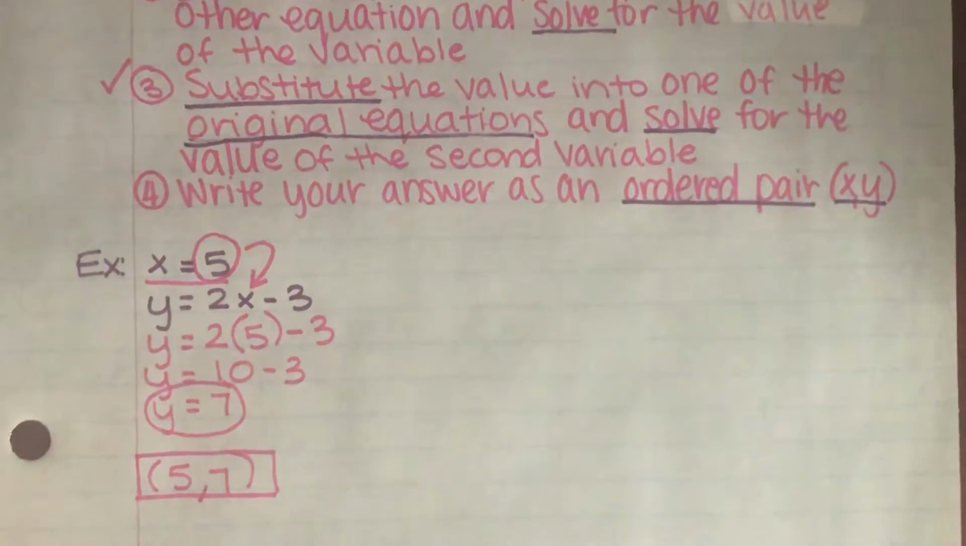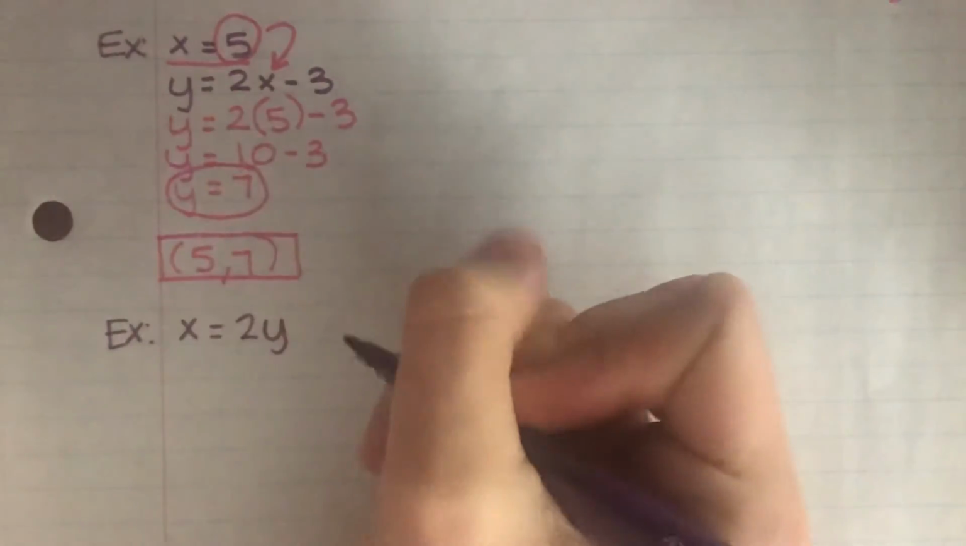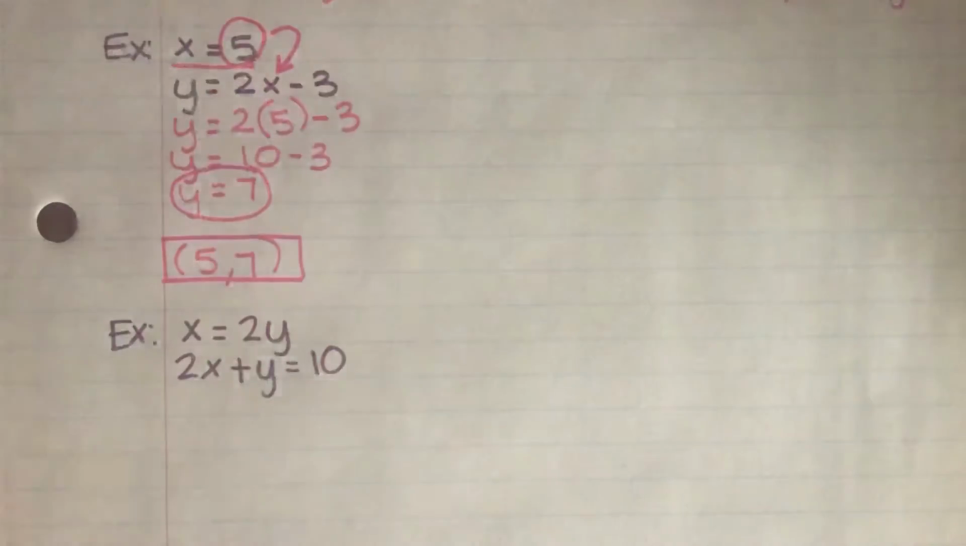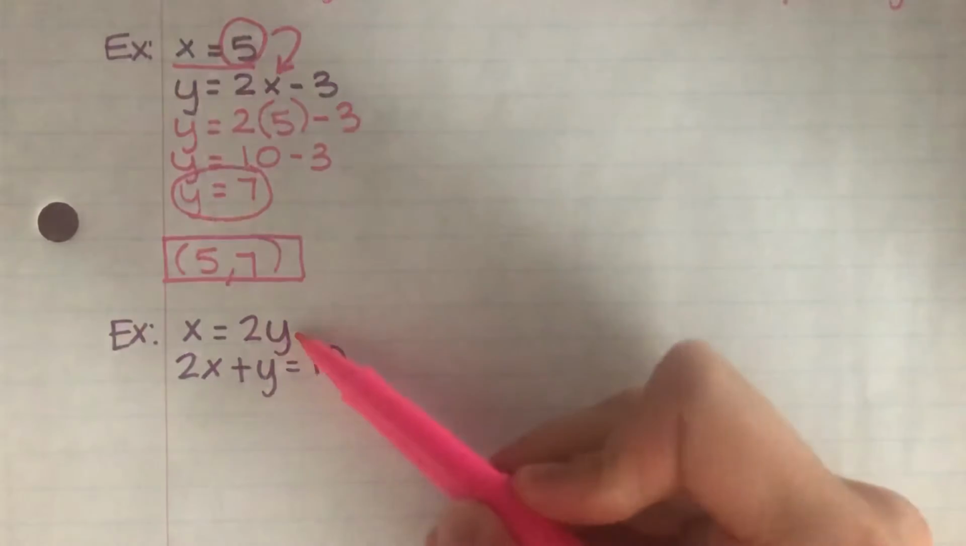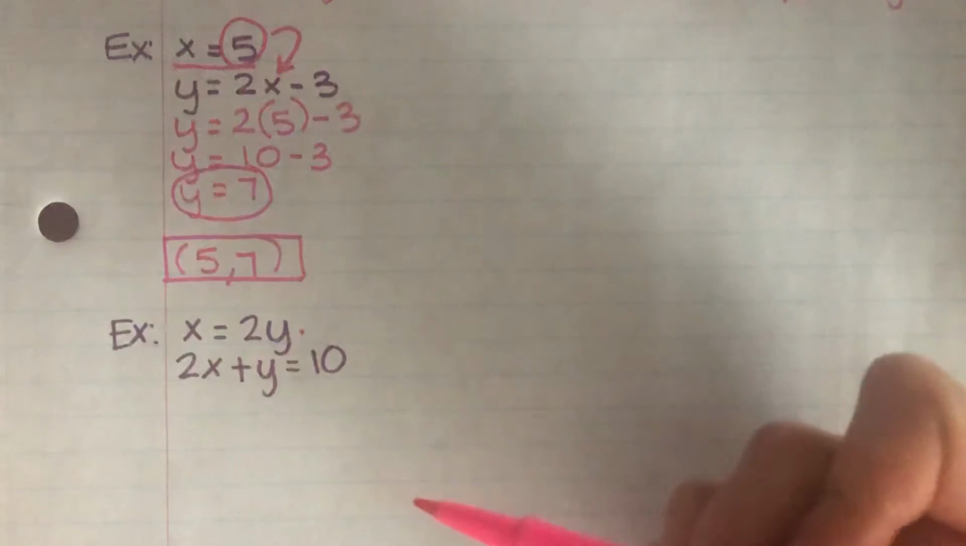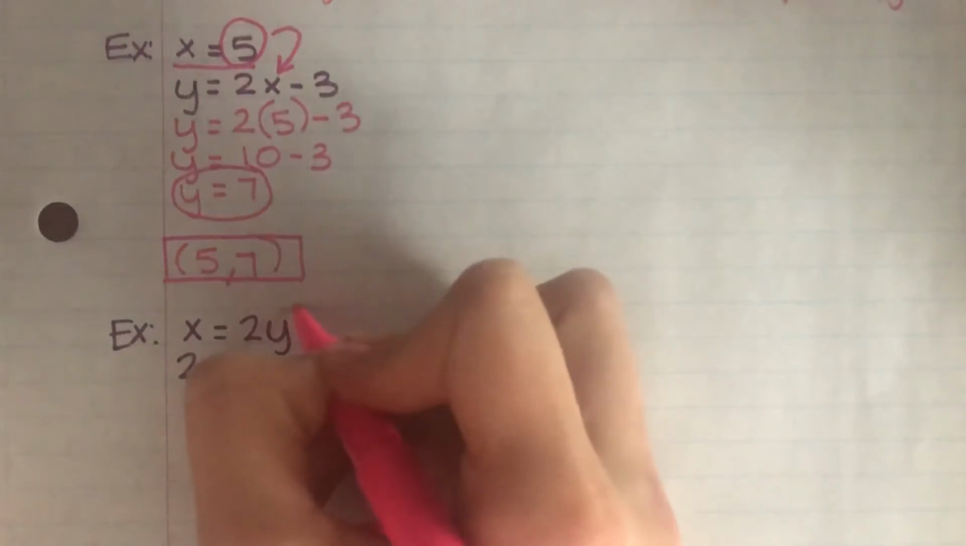All right, let's do another example. So let's try x equals 2y and 2x plus y equals 10. So our first step is to solve for one variable. Again, that's already been done for us. Okay, we already have x isolated here.